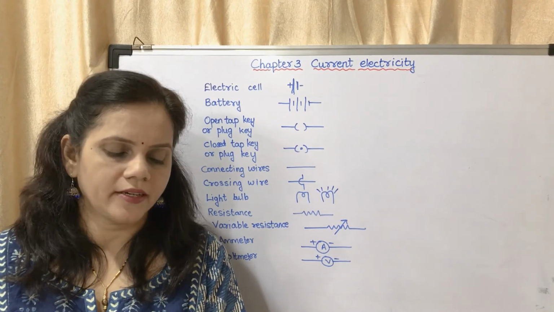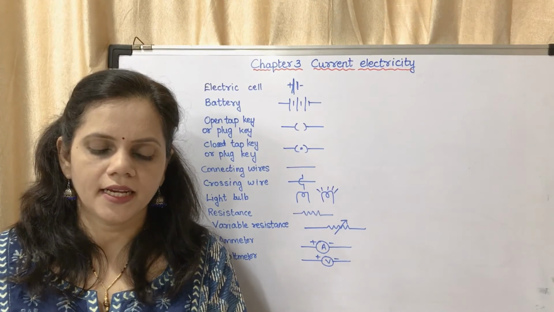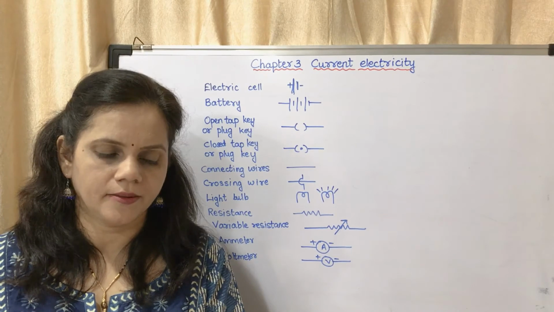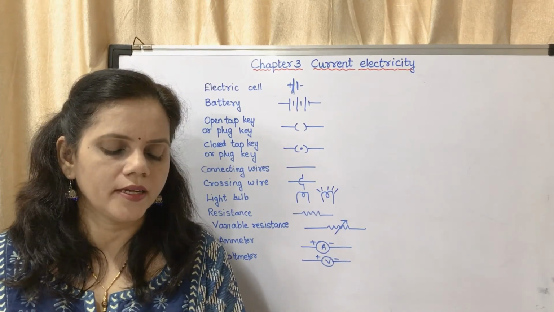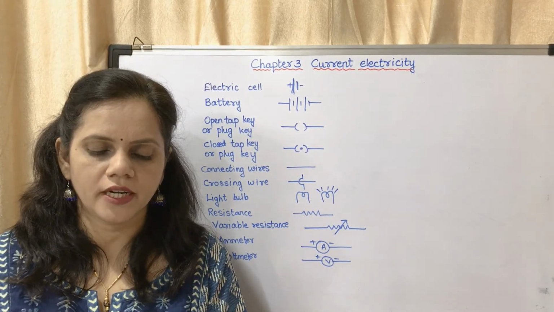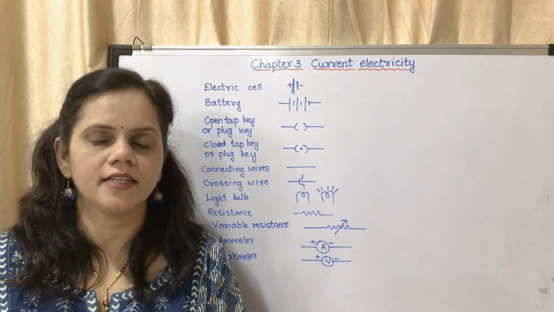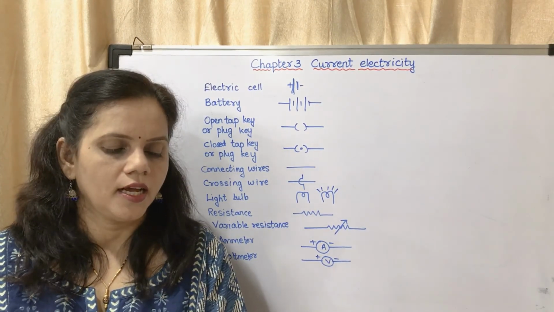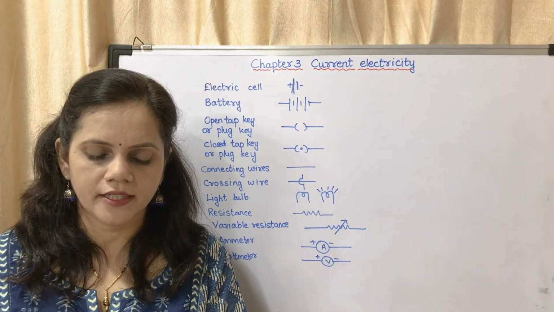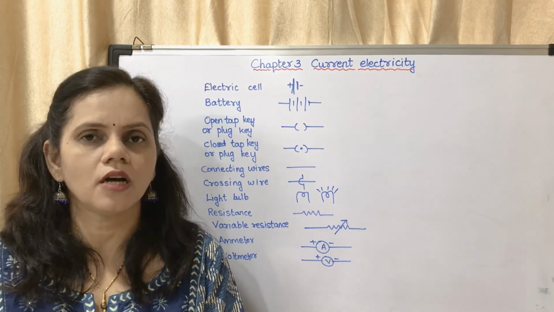So what next is battery? It is a collection of number of cells. What is the use? To apply a larger potential difference between two ends of a conductor. Third one, open tap key or plug key. It is to stop the flow of current flowing in a circuit by disconnecting two ends of the wire. That means the switch is off. Closed tap key or plug key. It is to start the flow of current in a circuit by connecting two ends of the wires. That means the switch is on.